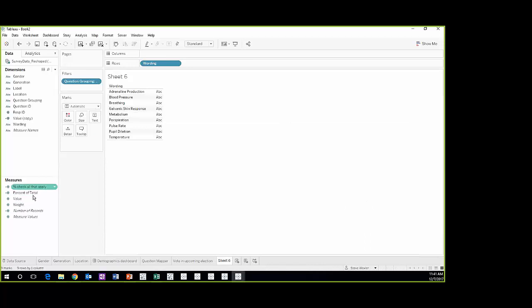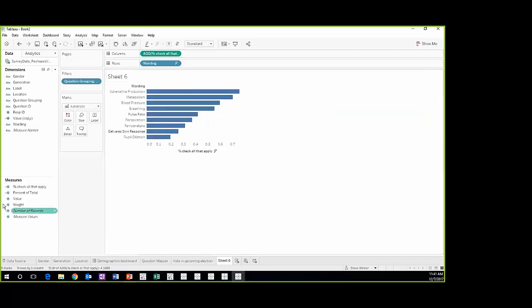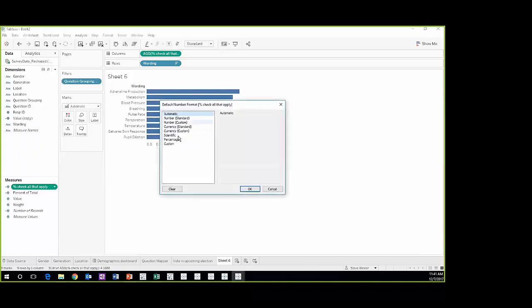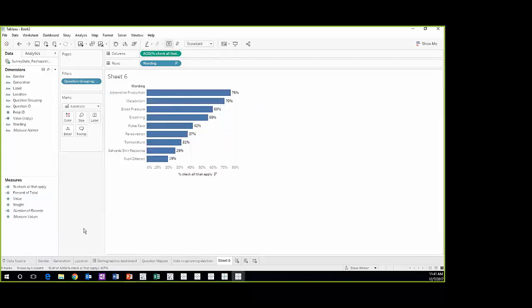Put this over here, put check all that apply up on columns, put this in descending order, and let's make this look nice. Let me change the default properties to number format, percentage, show the values, and here are your results.